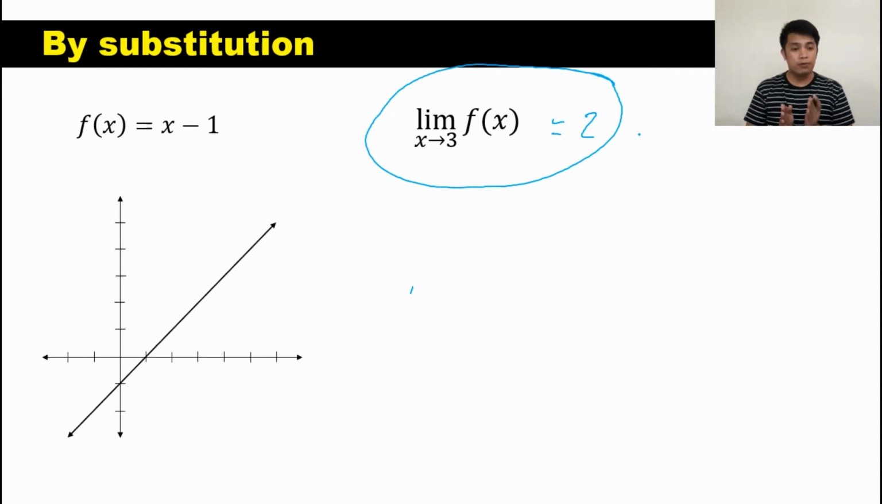Nagamit ta og table of values o naggamit ta og graphing, or we look at the graph of the function. So, by substitution, makuha na gyapon nato ang values sa limit by substituting the value of x sa ang original function, and then the answer is our limit already. So 3 minus 1 is 2. Therefore, the limit is 2.